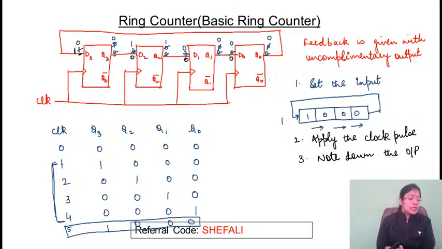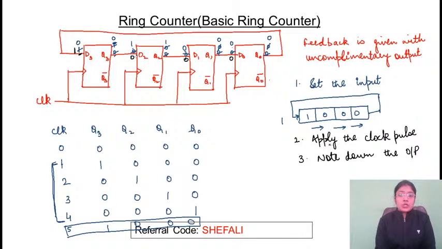Okay, some input is taken with 4 bits. You can take any input. It's not mandatory that every time you have to take it as 1000. Take any input of 4 bits. Okay, so input is taken as 1000. So this means that the value of D3 is 1, D2 is 0, D1 is 0, D0 is 0.